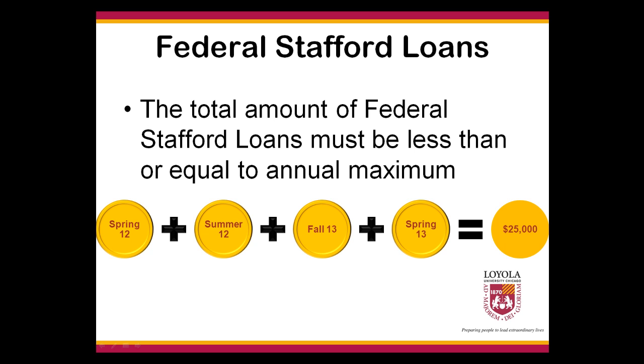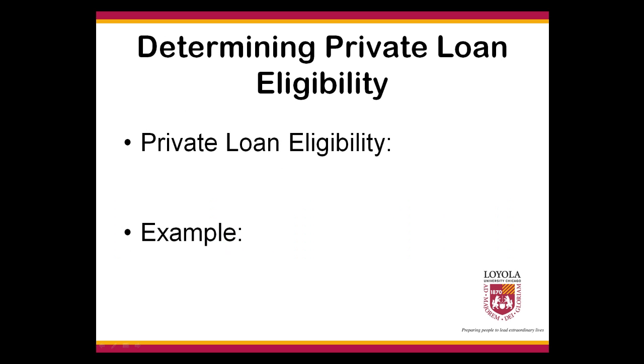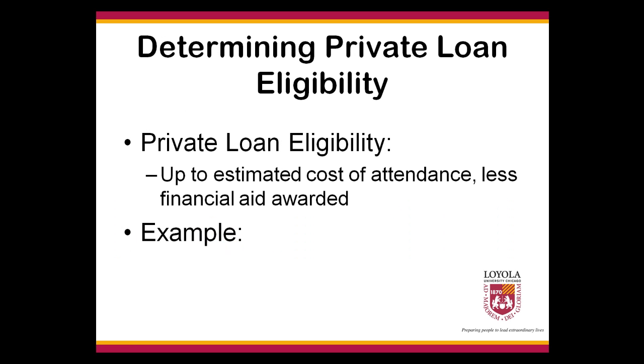The amount of the Federal Stafford loans over the course of your program is going to be limited to the maximums that the federal government permits. This, as shown on your screen, would be illustrating the costs for the dependent students during the course of the accelerated nursing program. In determining private loan eligibility, you can think about the total amount you have as the total of the cost less the amount through the Federal Stafford loans.